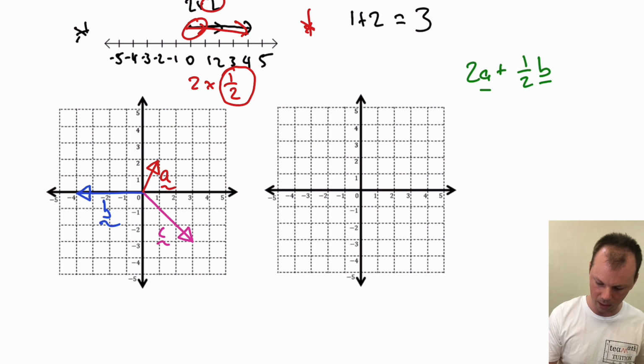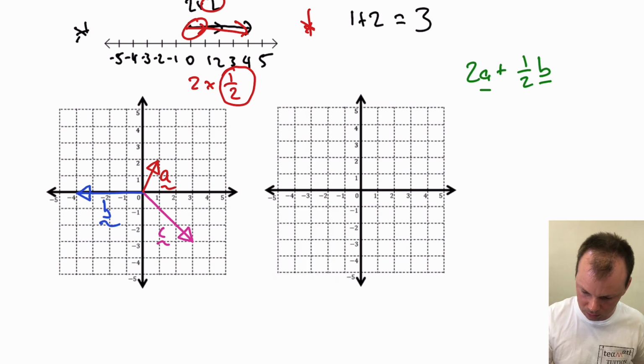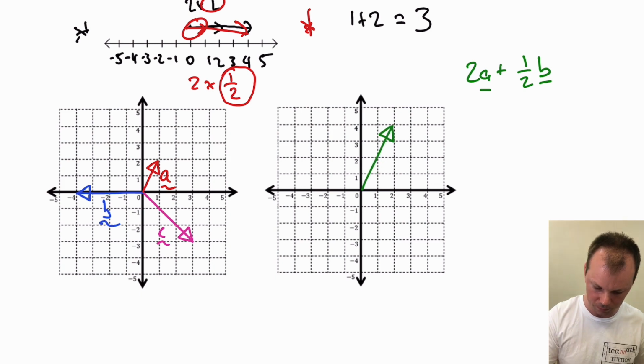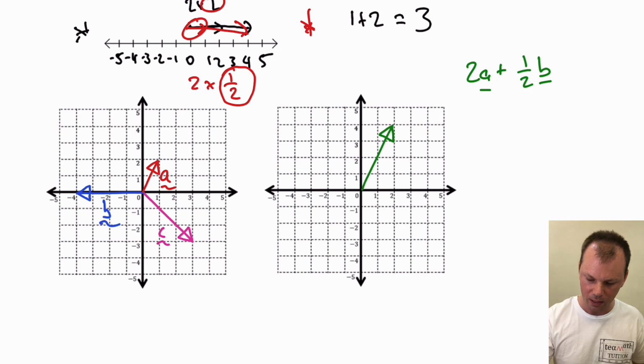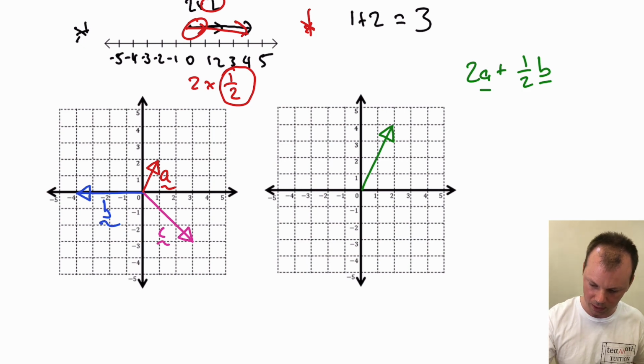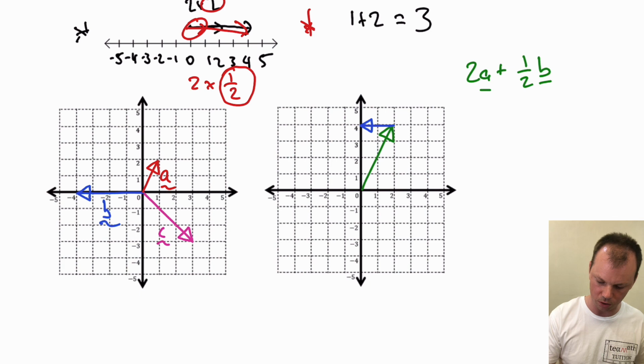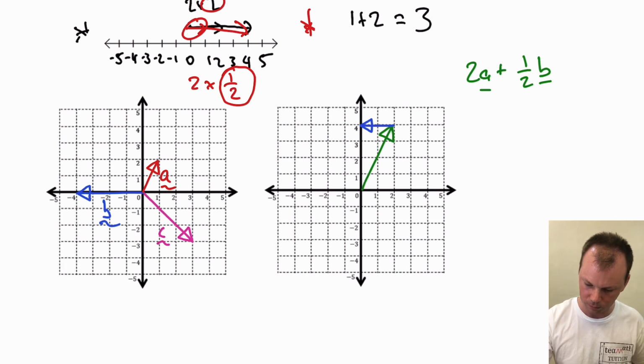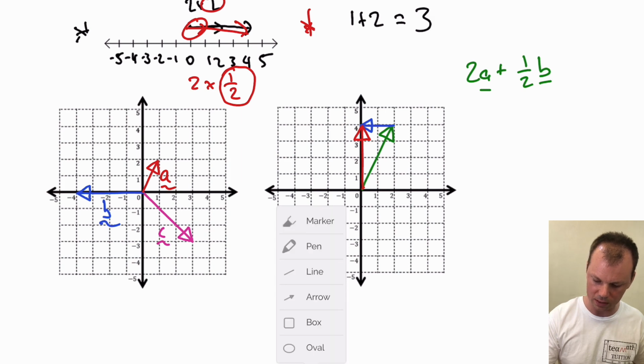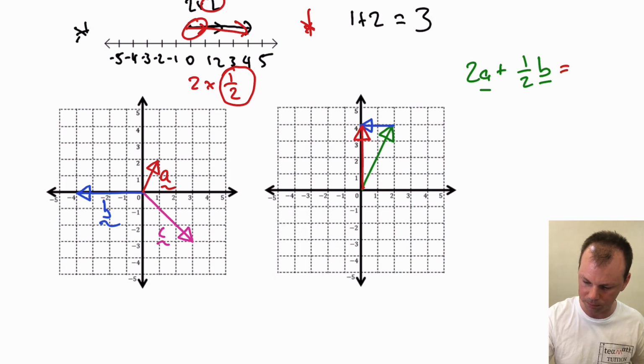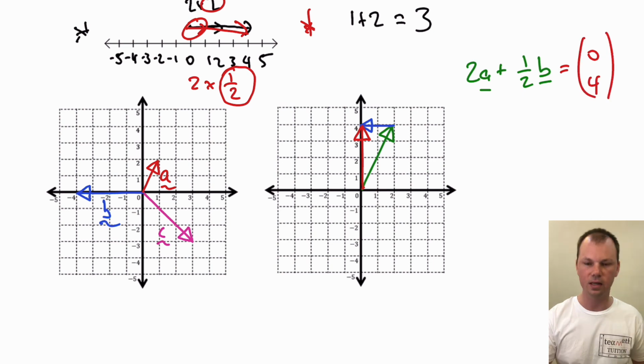So we can draw our a vector here. If we're doubling that, we're going to go all the way up there. So that's my 2a. Half b, b is the full one, so that's a full b. Half b is going to be half the length of that. So if I want to show the end result, we've got from the tail to the tip. And you can see that we're going 0 across and we're going 4 up. And that is the result of 2a plus half b.